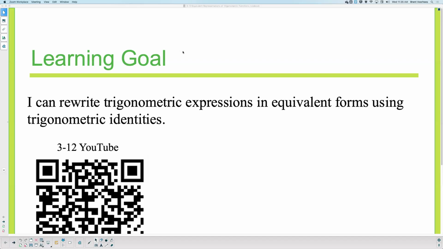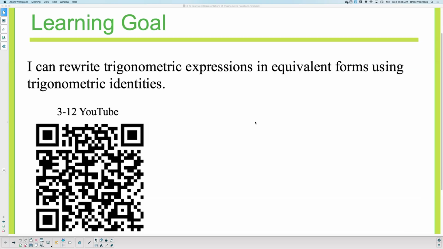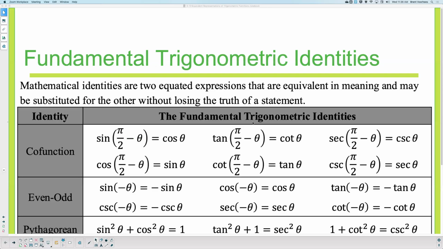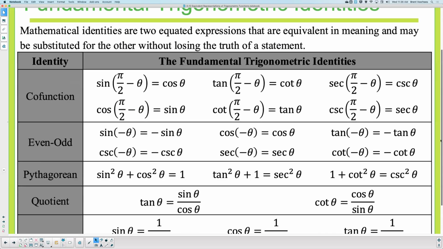All right, lesson 312. We're going to look today at rewriting trigonometric expressions in equivalent forms using trigonometric identities. I know a lot of times I start scratching on this page to show you what's going on. Rather than that, take a look at your next slide. On your next slide, we have listed the first set of trigonometric identities.